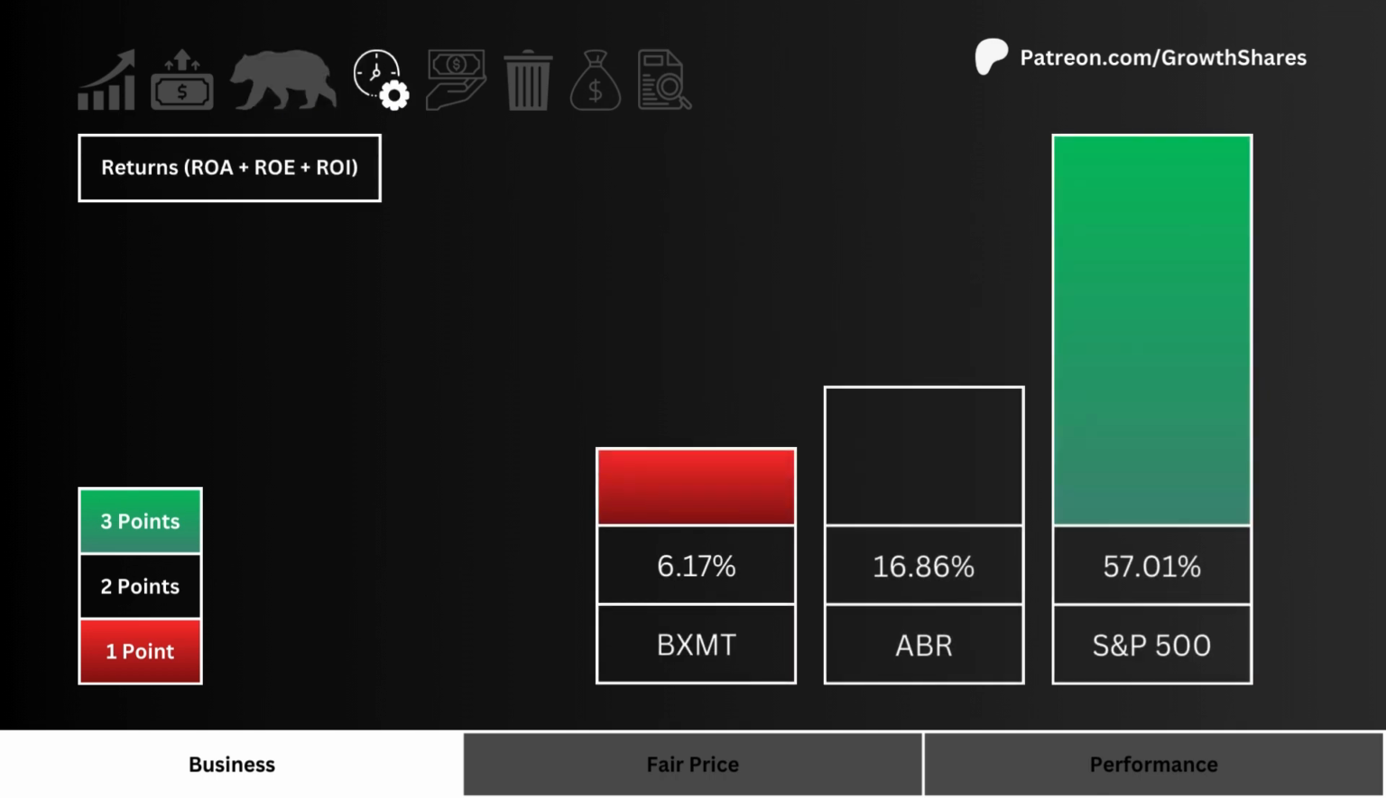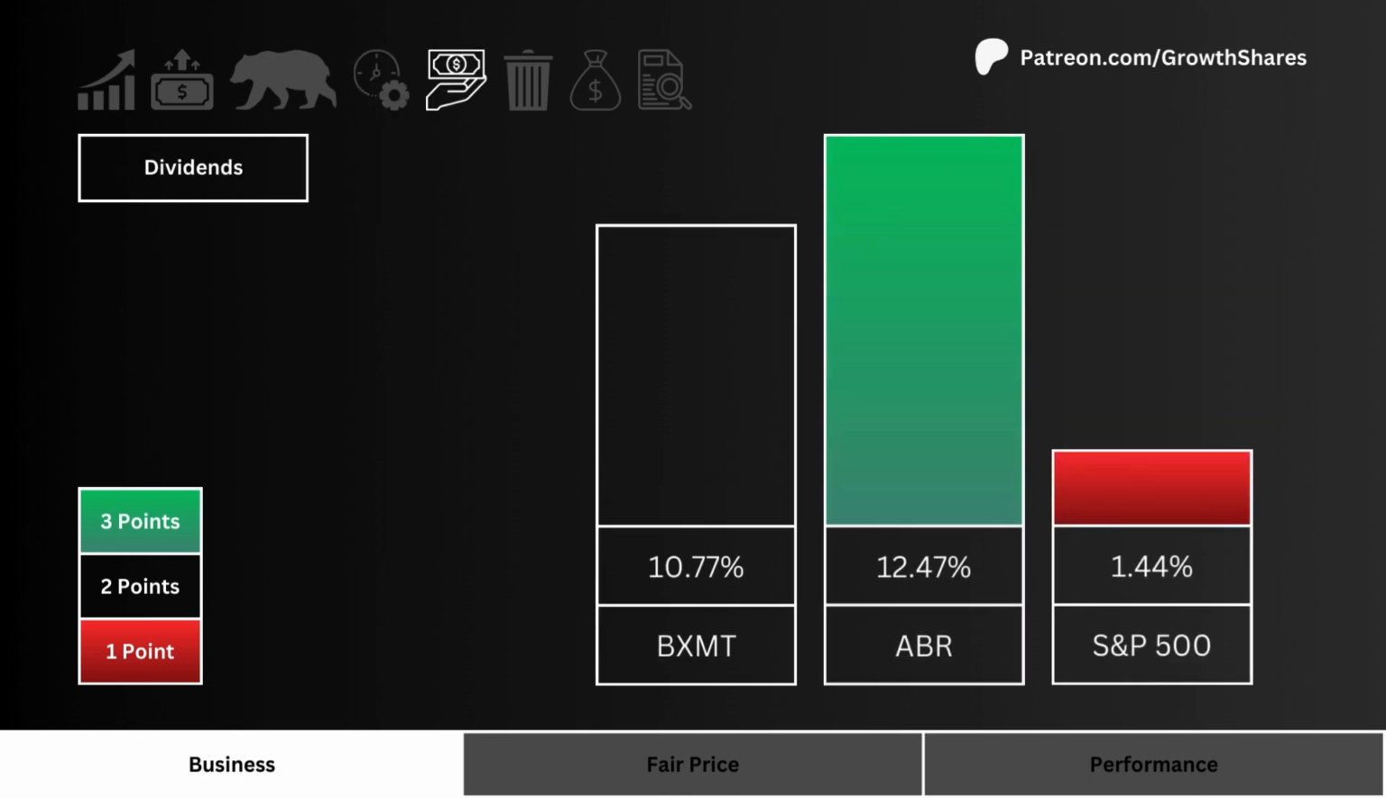Let's look at returns, specifically ROA, ROE, and ROI. Which stock is using its assets, cash, and investments most efficiently? We combine all three returns so we can easily determine the most efficient stock.